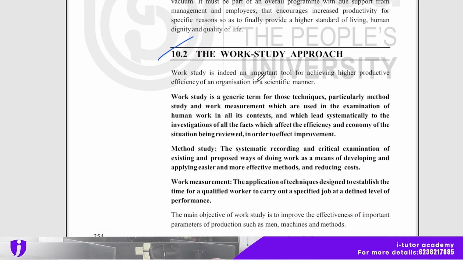Work study is indeed an important tool for achieving higher productivity and efficiency of an organization in a scientific manner. Work study is a generic term for those techniques, particularly method study and work measurement, which are used in the examination of human work in all its contexts, and which lead systematically to the investigation of all the facts which affect the efficiency and economy of the situation being reviewed in order to effect improvement.